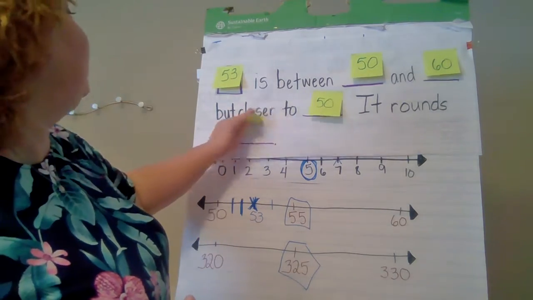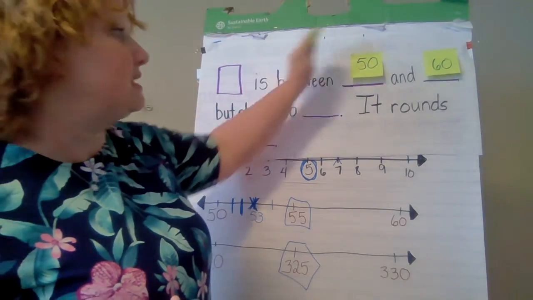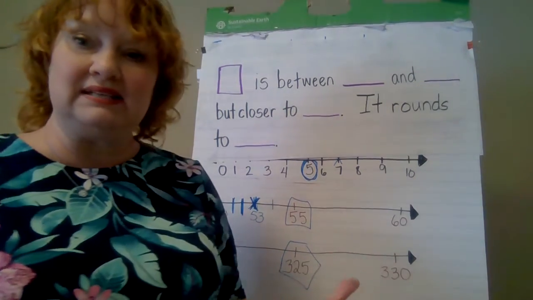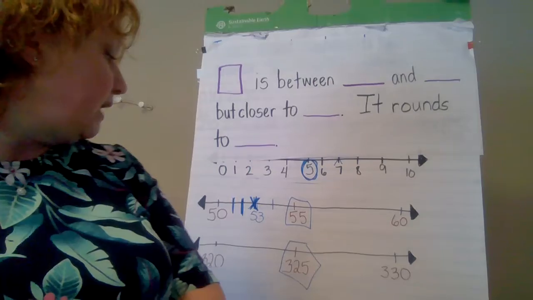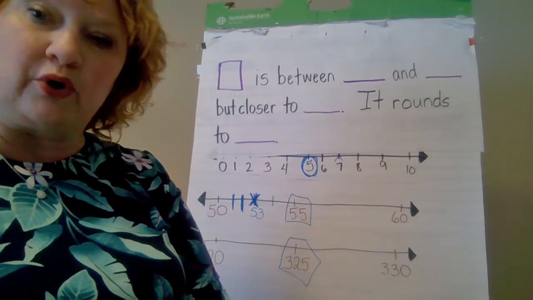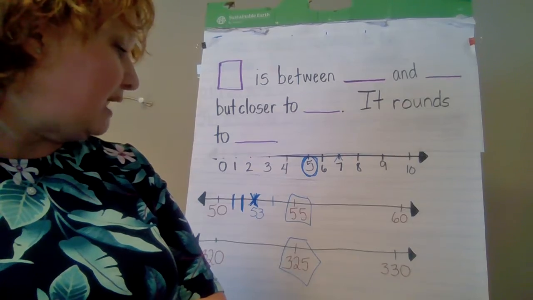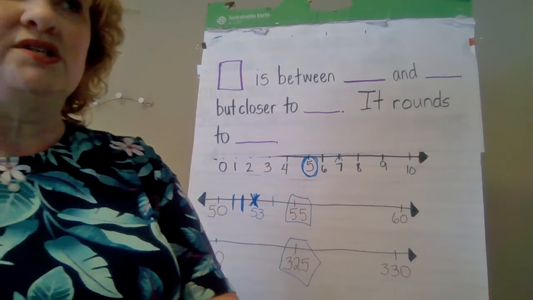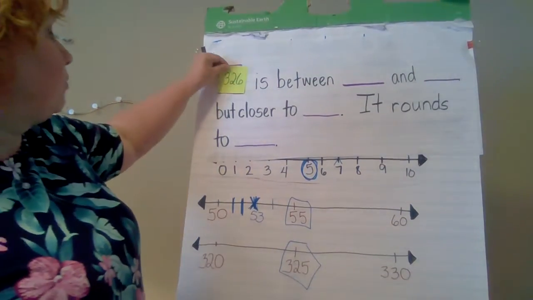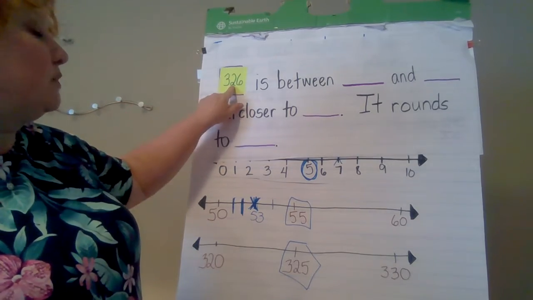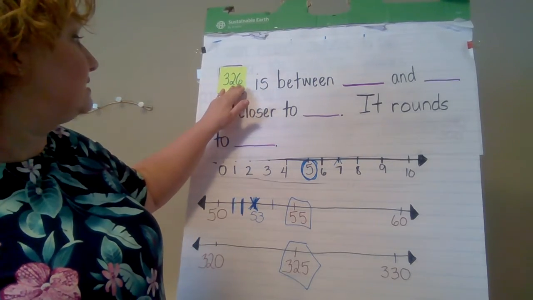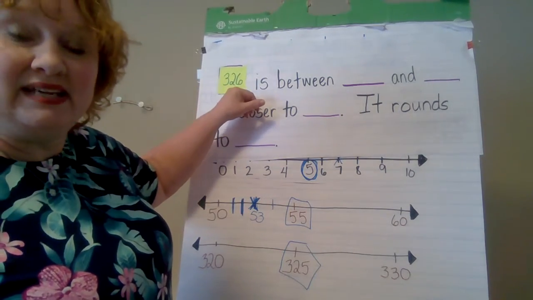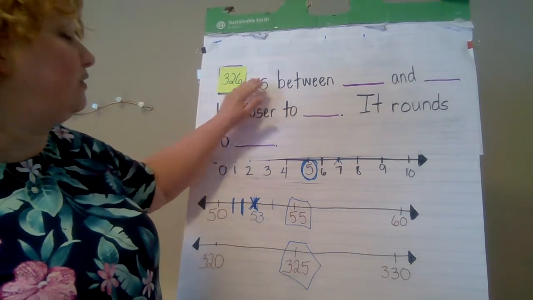Well, sometimes we have a number that is in the hundreds, and we need to round a number that is in the hundreds. But it says round it to, not the hundreds, but we're going to round it to the tens. So my number this time is 326. So we have to think about our number, what it is in between. So if we were going to count by tens, we would say 10, 20, 30. We would say 310, 320, 330.